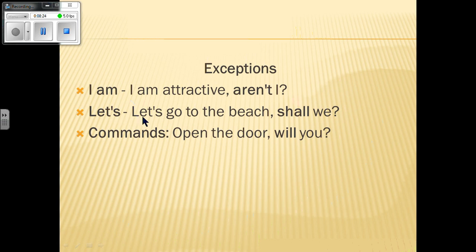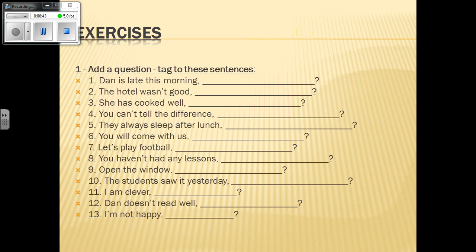Let's go to the beach. Shall we? It's the same like this always. Let's go to the beach. Shall we? Commands. Open the door. Will you? Don't shout. Will you? Don't stand up. Will you? Okay, these are the exceptions. Here's an exercise. Let's practice it together.